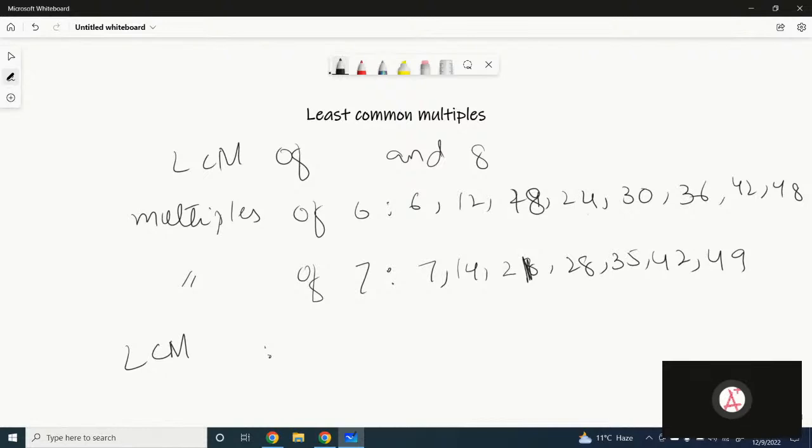Okay, which one is the common number? Which one is a number that appears in both the tables? Here you have 42 and here you have 42. So that means the LCM for 6 and 7 is 42.